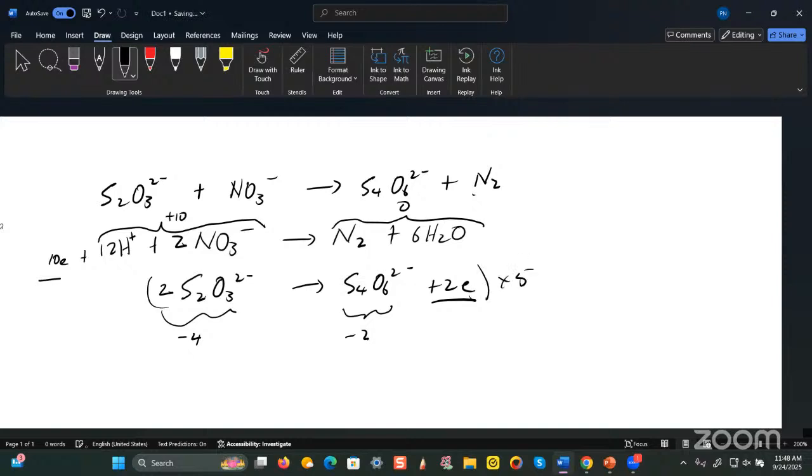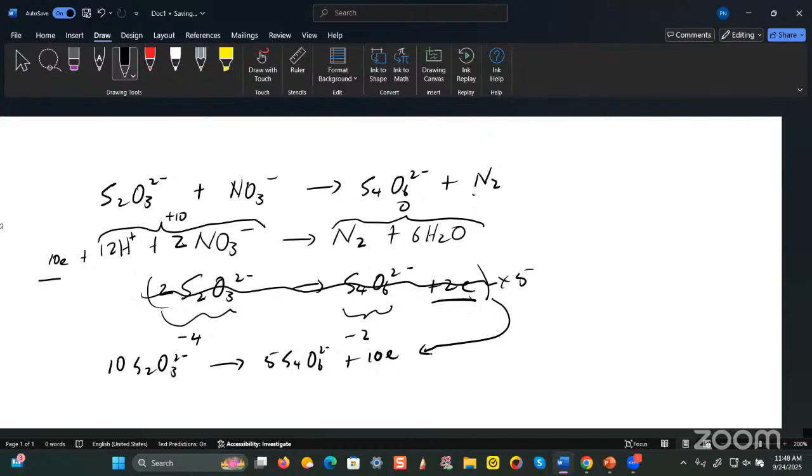So when you multiply the second half equation by 5, you're going to end up with 10 S2O3 2 minus to give 5 S4O6 2 minus plus 10 electrons, right? So you end up with this as a result of multiplying this equation here by 5. And what I'm going to do is draw lines through this just to avoid confusion, because the next step is where we add this equation to this equation. And in doing so, we have to cancel out whatever common items are on both sides. So what will cancel out in this case when you add these two?